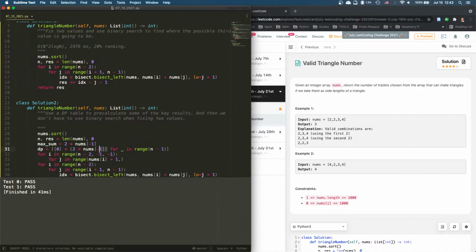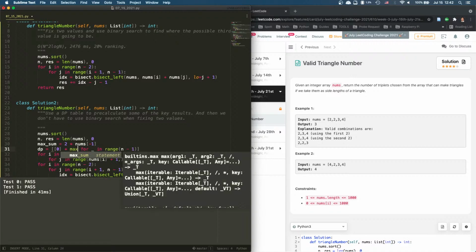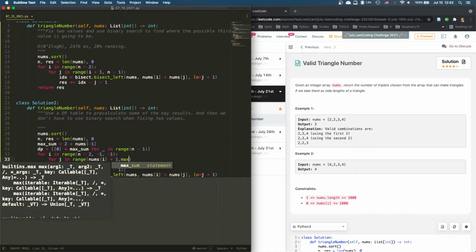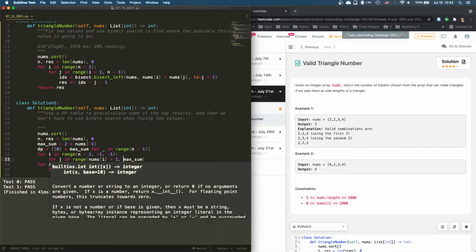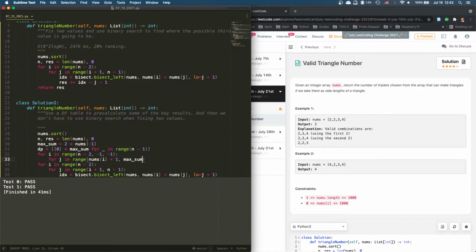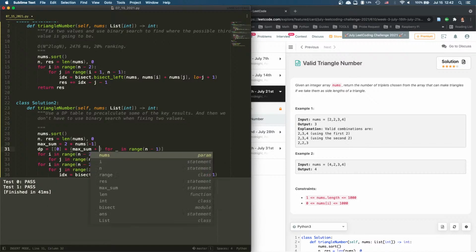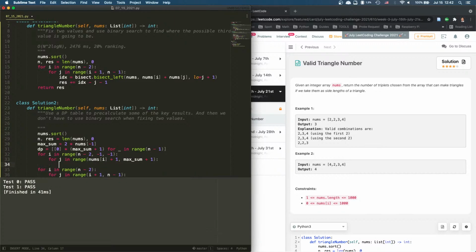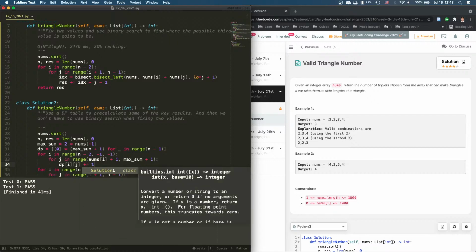So this one is going to just be max sum, right? And this is going to be the max sum. Oh, we want max sum, so it has to be max sum plus 1. And this has to be max sum plus 1, right? So for j in this, dp ij plus equal to 1.